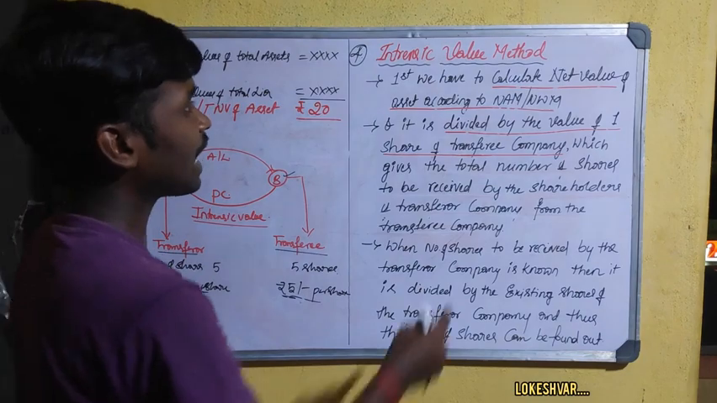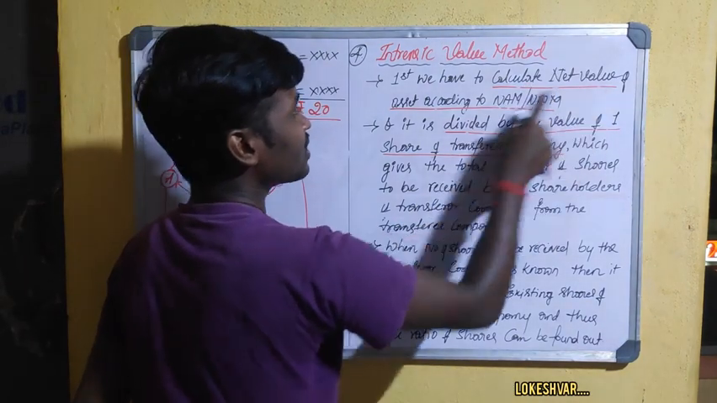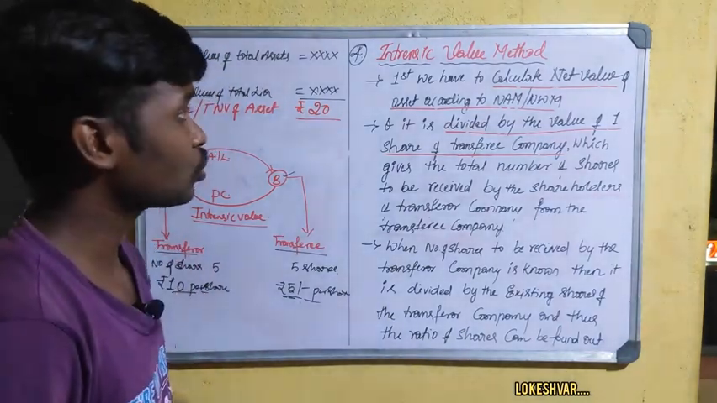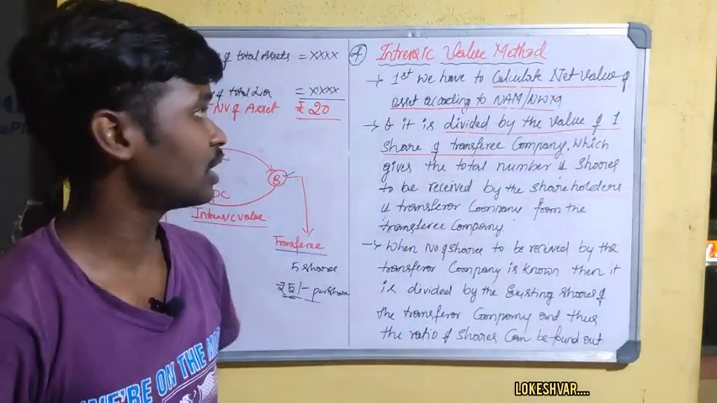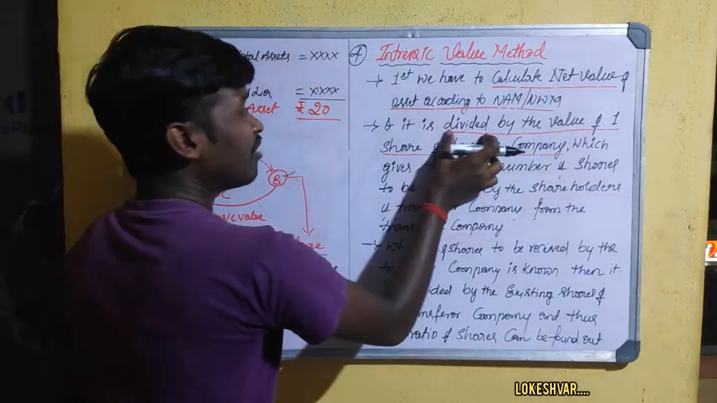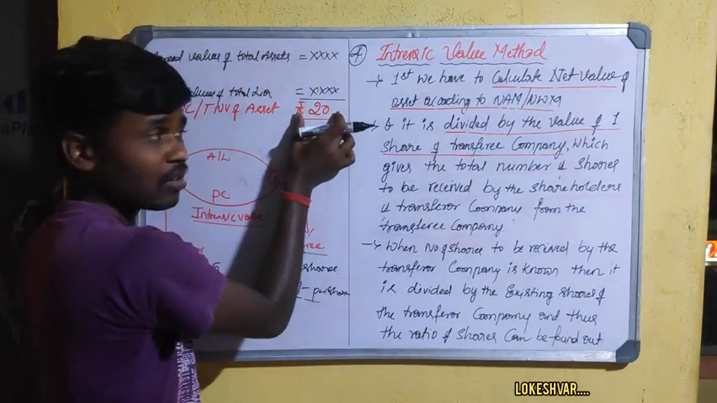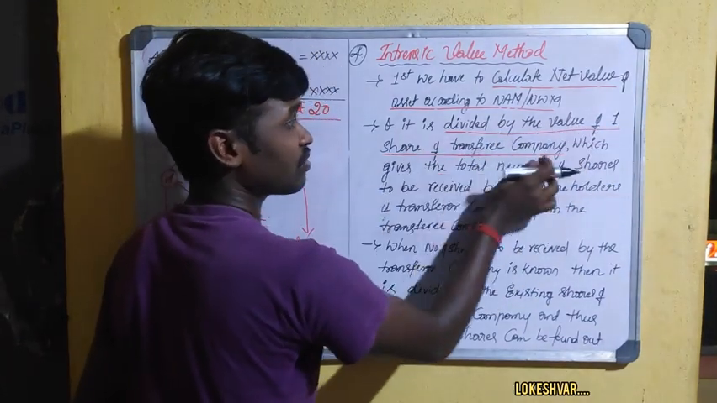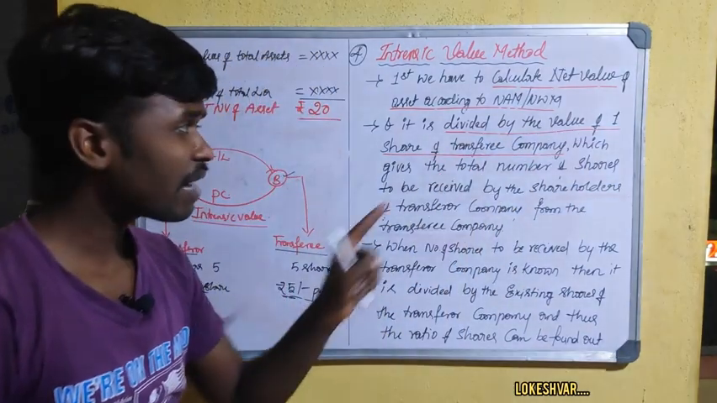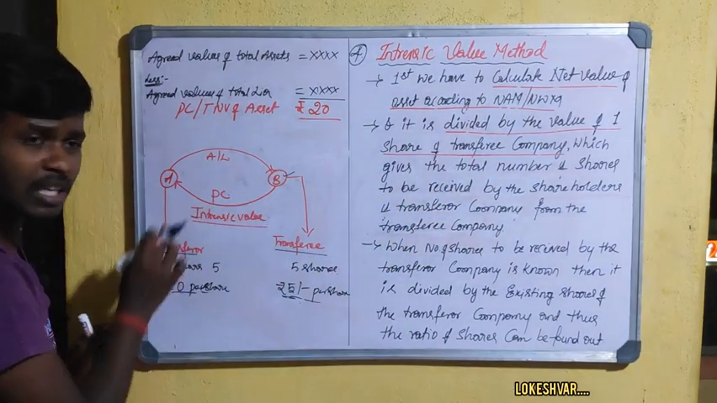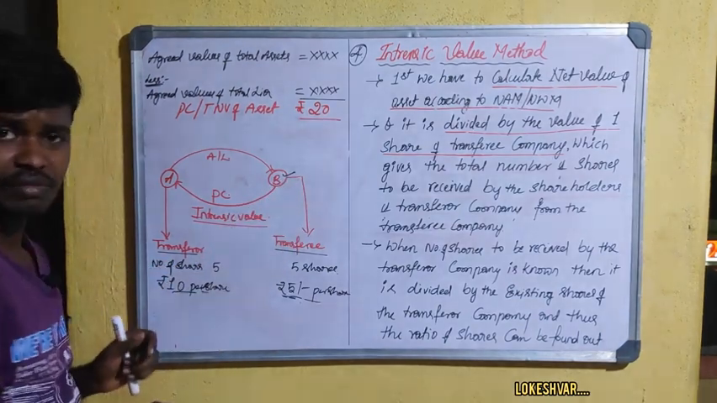See, after calculating the total value of net asset under the net asset method, or net worth method, now you have to divide this total value of net asset by the value of one share of the transferee company. So what is the value of one share of the transferee company? See the example. So which is the transferee company? B is the transferee company.